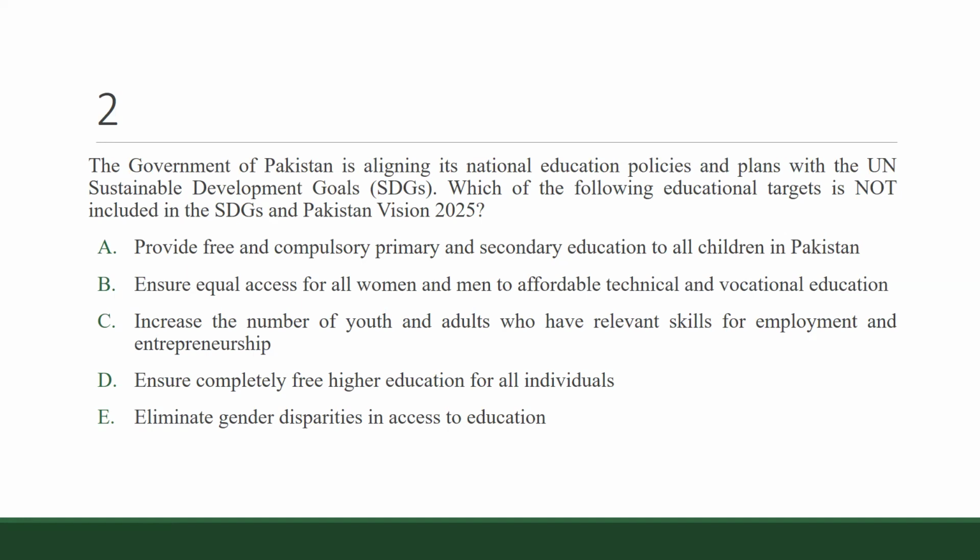A. Provide free and compulsory primary and secondary education to all children in Pakistan. B. Ensure equal access for all women and men to affordable technical and vocational education. C. Increase the number of youth and adults who have relevant skills for employment and entrepreneurship. D. Ensure completely free higher education for all individuals. And E. Eliminate gender disparities in access to education. The answer is D.